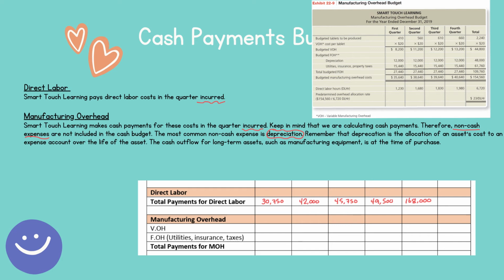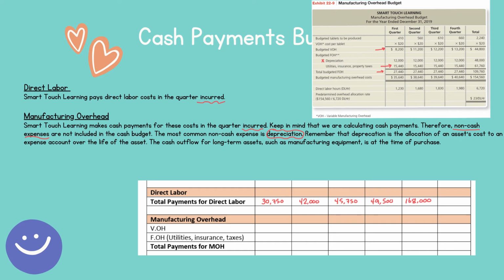So if we look at the manufacturing overhead budget, we have variable and we have fixed. This is the variable and this is the fixed. But again, I will not pay for depreciation, so I need to ignore this line. So we're gonna take what? We're gonna take this line only. Utilities, insurance, property taxes. Okay, so let's fill it in.